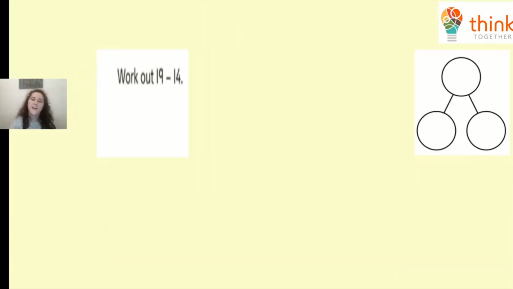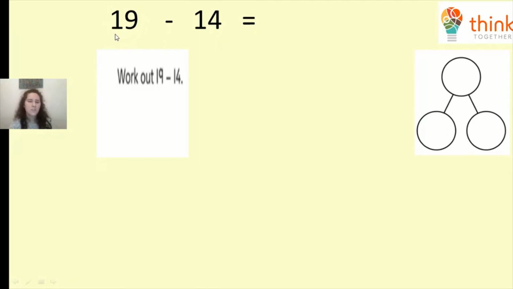There we go. Okay, let's look at our next question. Our next question is very simple. It just says, work out 19 take away 14. Now I'm going to write that out again just so I can see it a little bit better. There we go. Can you tell me what is the first thing that I need to do? Amazing. I need to start by getting 19 blocks.